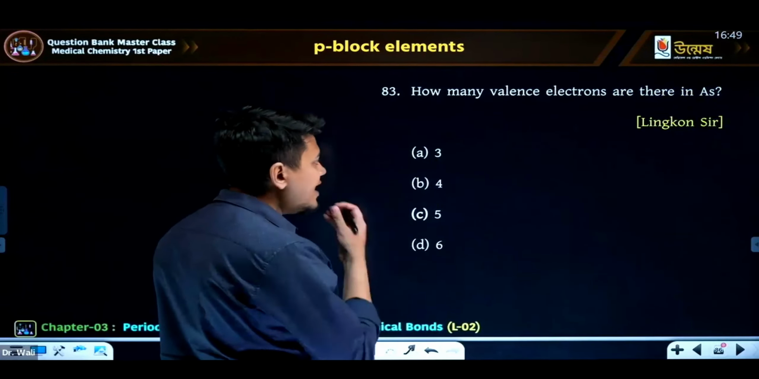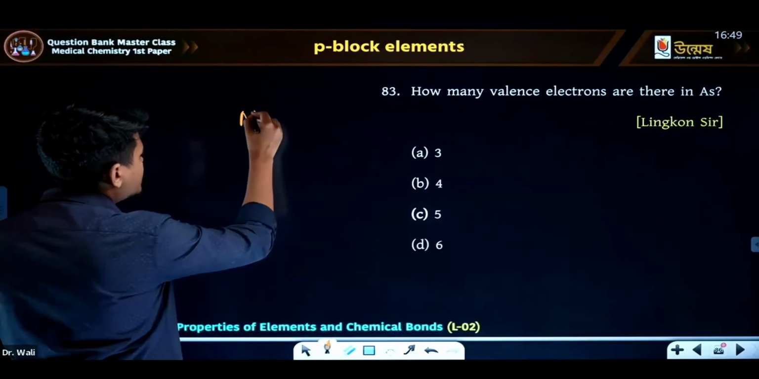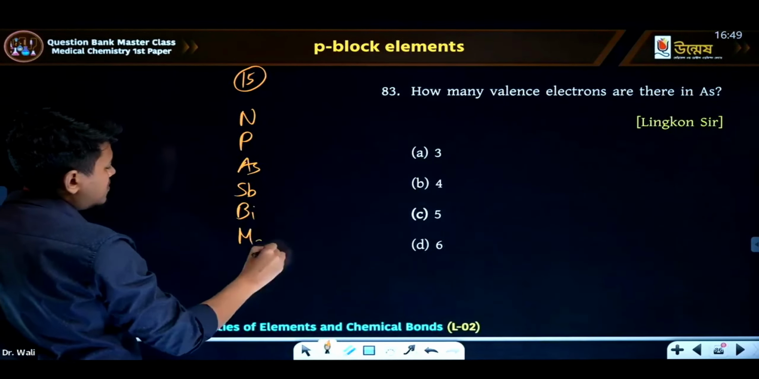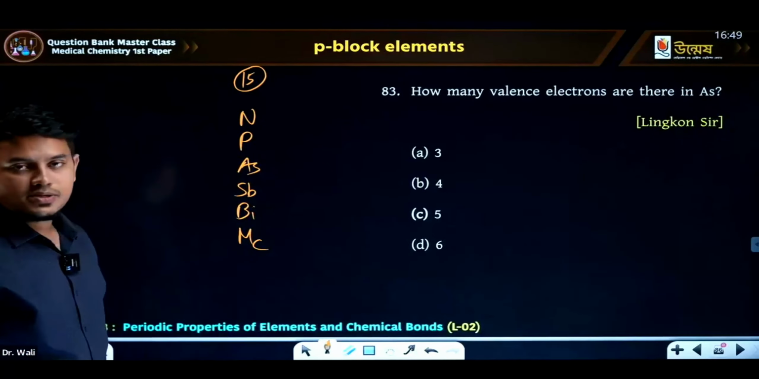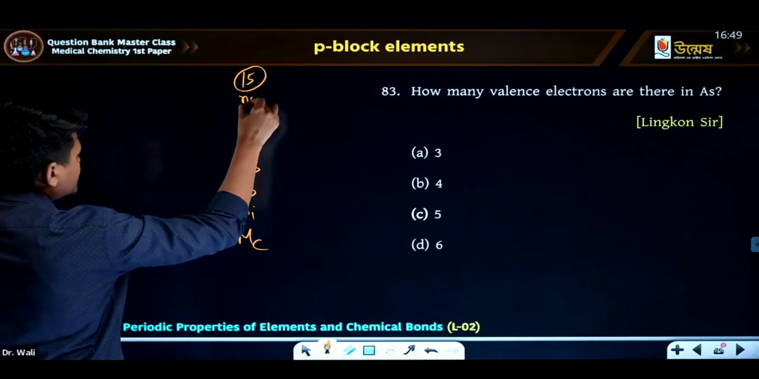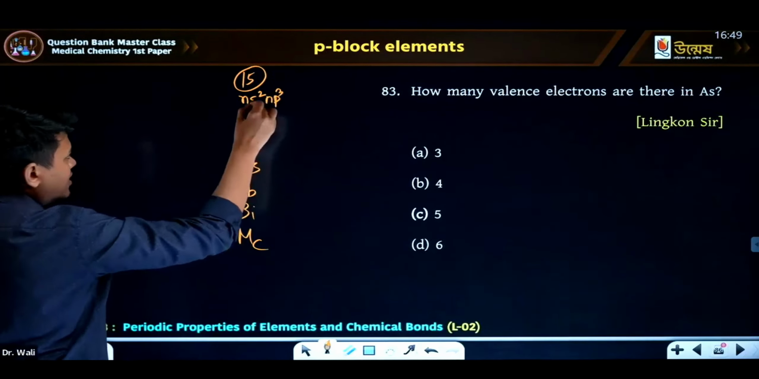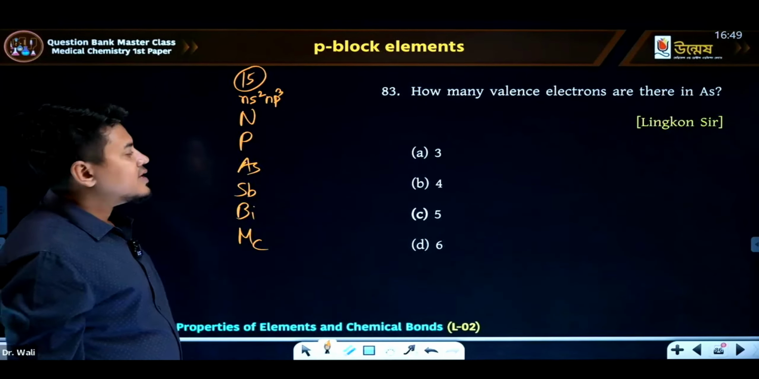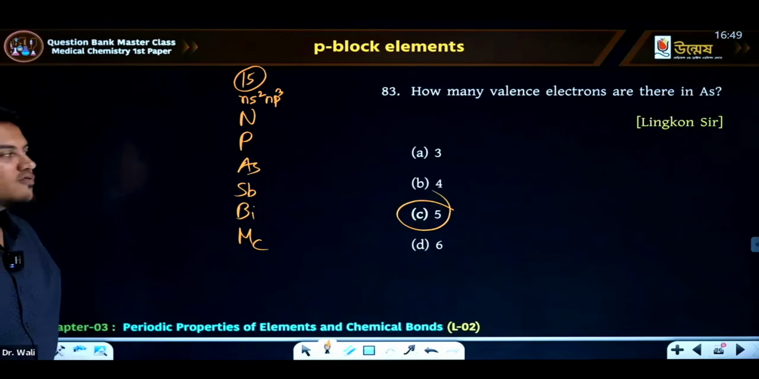How many valence electrons are there in arsenic? Arsenic is in which group? Group 15, the nitrogens. Nodite pani ashe, shokale, bikale, majrate. This is the Bangla mnemonic that I'm talking about to remember all the nitrogens. Group 15, what will be the valence shell electronic configuration for group 15? It will be ns2, np3, 2 and 3, 5 plus 10 will be equal to 15. So how many valence electrons are there in arsenic? It will be 2 plus 3, which is 5.